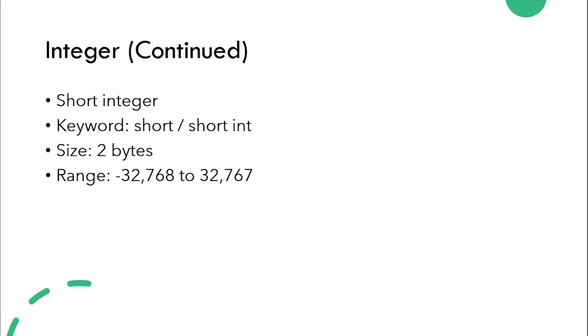The next type is a short integer. A short integer is a type of integer that has a definite size of 2 bytes, and it has a keyword of short or short int. We can use either one of them. And because it is 2 bytes, it can be represented in 16 bits, and so the range is like when we assumed it to be just an integer with a size of 2 bytes, and that is from negative 32,768 to 32,767.